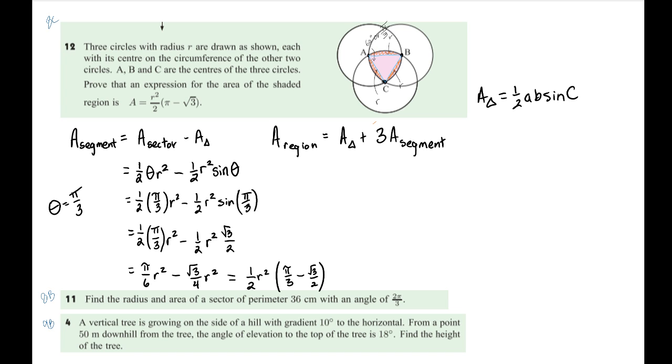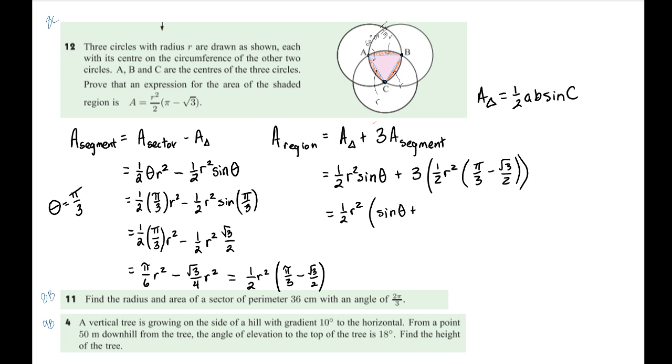So I'll take that up here, put that into the area of the region. Area of the triangle is again 1/2 r squared sine theta plus 3 times that thing that I had from the last part. And I can start to tidy this up a bit. It's important to note the 1/2 r squared can factor out of everything. It just leaves me with sine theta plus, I'll distribute in the 3 times pi over 3, just leaves me with pi, and 3 times that part is negative 3 root 3 over 2.